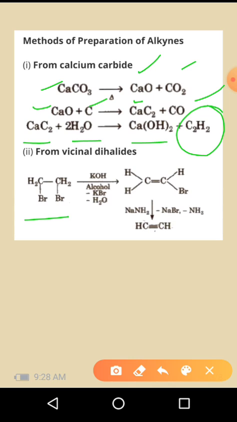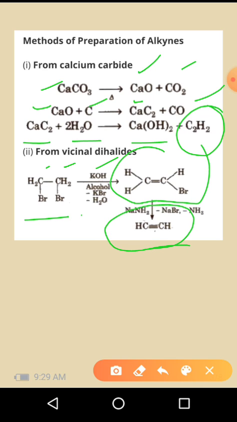So here is a vicinal dihalide compound, meaning two halogen atoms are attached to adjacent carbons. Upon reacting with alcoholic KOH, giving KBr and H2O, you will get this intermediate product, which on treatment with NaNH2, with the liberation of NaBr and NH3, gives this alkyne compound. So these are two methods for the preparation of alkynes.